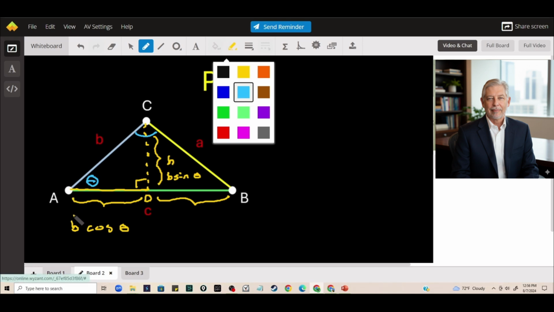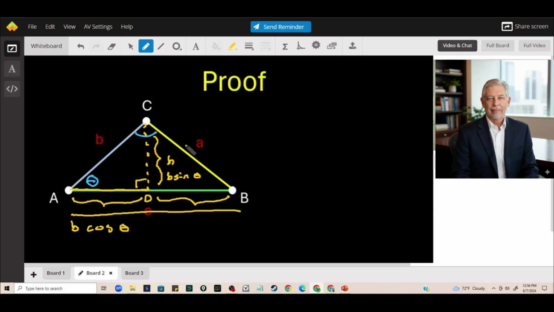We know that this entire distance right here, and I'll move this line up just a little bit so you can see, I'll just do it right over there. This entire distance is just C. So for this right here, I'm just going to say that is equal to C minus B cosine theta.